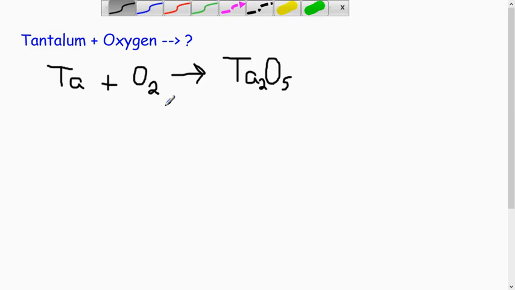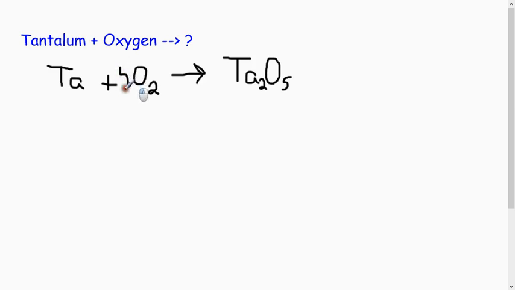So I need the least common multiple of 5 and 2, which is 10. So to get 10 oxygens on the left, I would need 5 molecules of O2. And then to get 10 oxygens on the right, I would need 2 Ta2O5s, because 2 times 5 gives me the 10. Now if I look at the tantalum, I have 2 times 2, 4 tantalums on the right, so all I have to do is put a 4 to get the correct number of tantalums on the left.